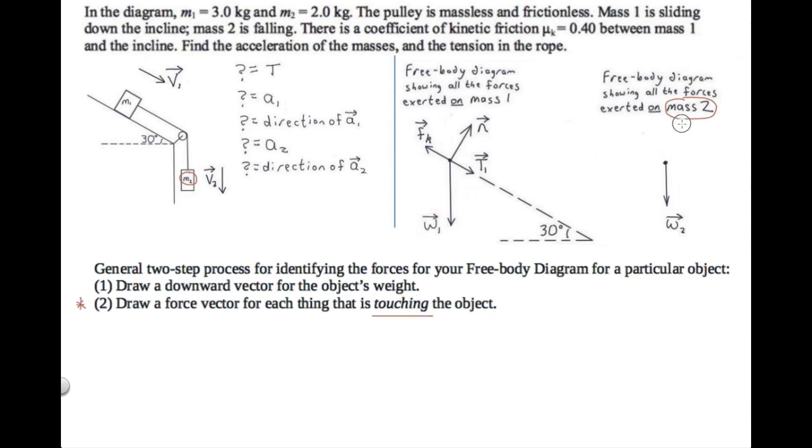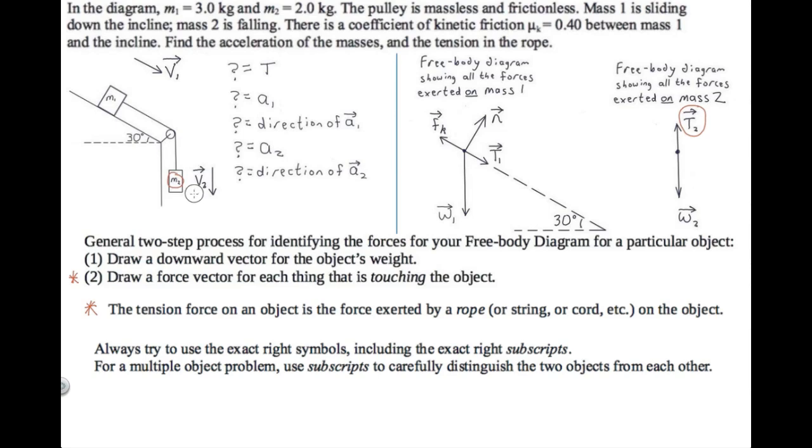Now, to complete the free body diagram for mass 2, we systematically ask what is touching mass 2. The sketch that was provided with the problem indicates that mass 2 is being touched by the rope. The rope will exert a tension force on mass 2. We use 1 and 2 subscripts to carefully distinguish the tension force being exerted on mass 1 from the tension force being exerted on mass 2.